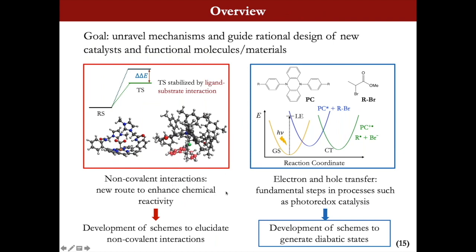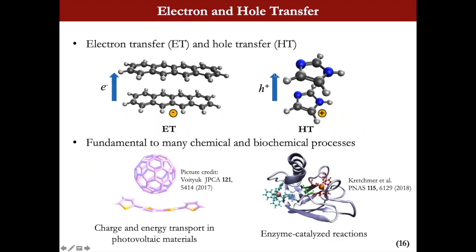And besides investigating non-covalent interactions, I have also developed methods based on ALMOs to create diabatic states to facilitate the study of electron and hole transfer. And now we are going to enter the second topic. So electron and hole transfer are fundamental steps in many chemical and biochemical processes, such as charge and energy transport in photovoltaic materials. These two processes are essentially the same, but they are called differently simply depending on whether the system is negatively or positively charged.